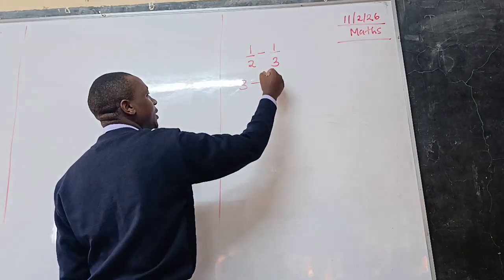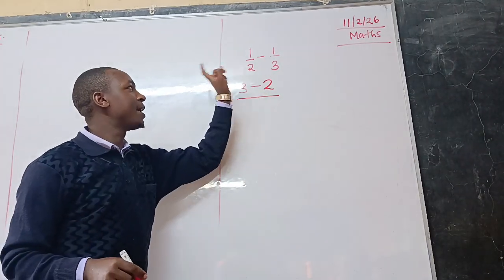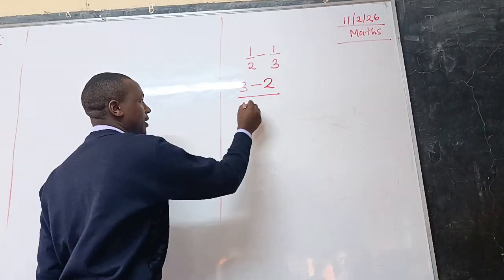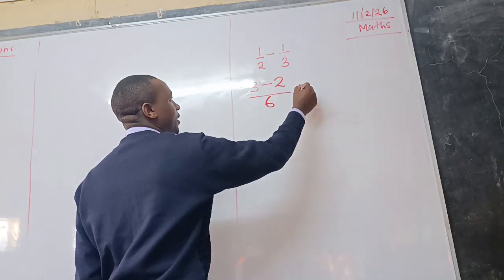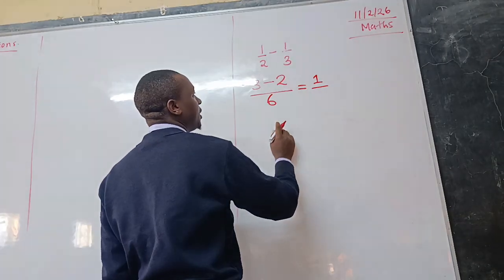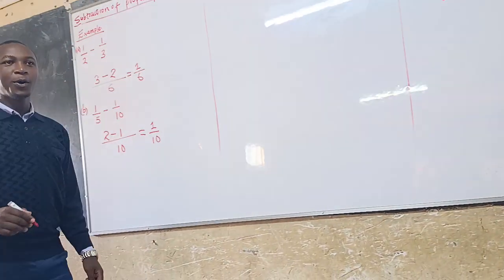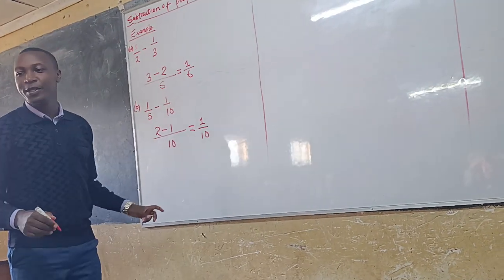So 2 times 1. 2 times 1? 2. And then over. What is 3 times 2? 6. So that the answer is what? 3 minus 2 is 1. Divided by what? Divided by 6. Are we there? Yes.